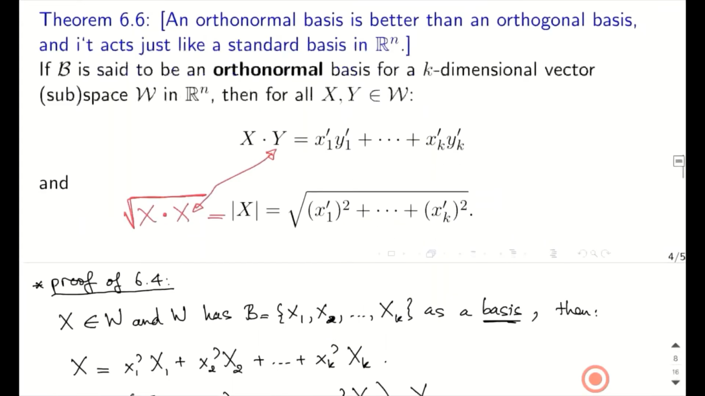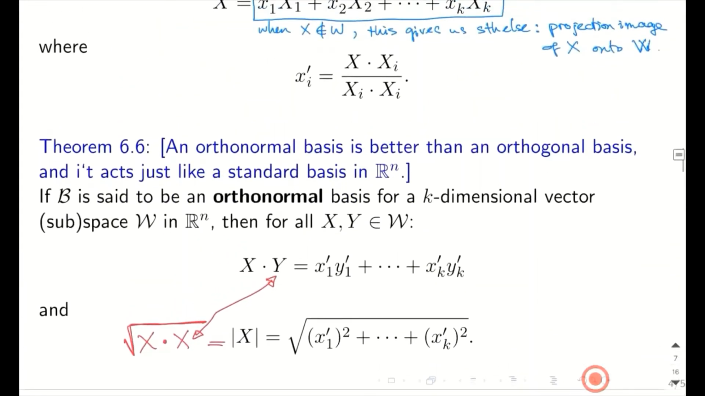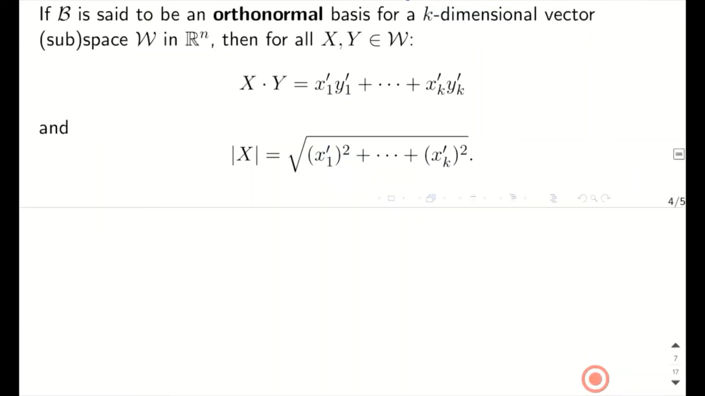6.6 is a little bit more complicated, but it's actually just the same idea here. And I'm going to just prove the first part. The second part is straightforward. So first of all, we have x being in W, and W has a basis, right? So that means you can write x as the combination of the vectors in the basis. Similarly, you are going to have y being written as the combination of the vectors in the basis.